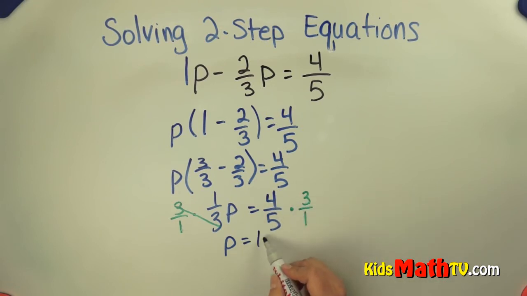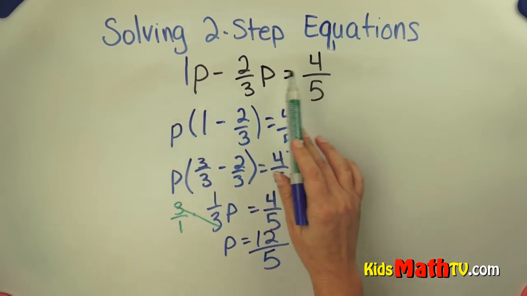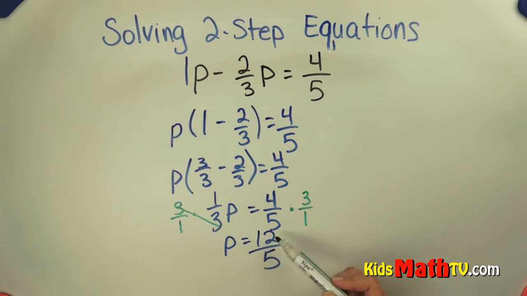4 times 3 is 12. 5 times 1 is 5. So if we simplify that down, this whole equation simplifies down to p equals 12/5. That's the end of our lesson on solving two-step equations.